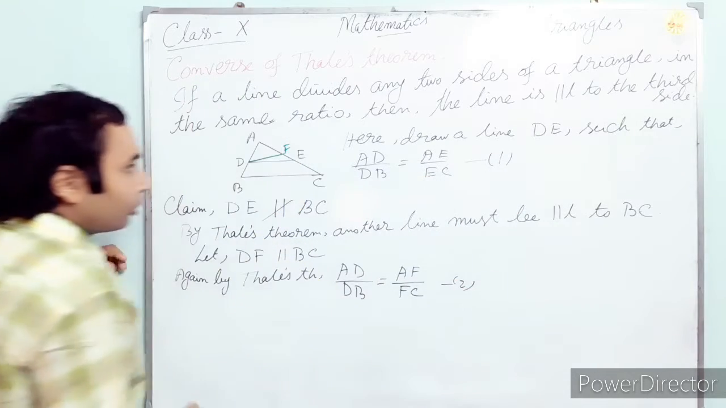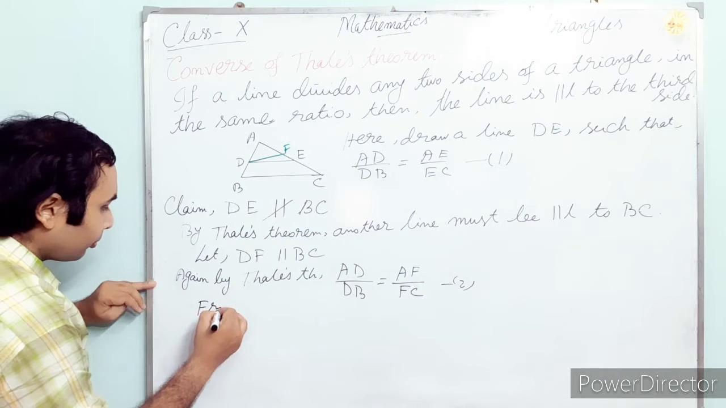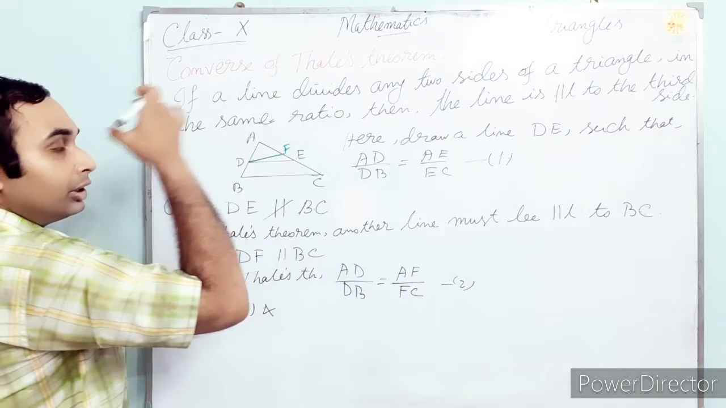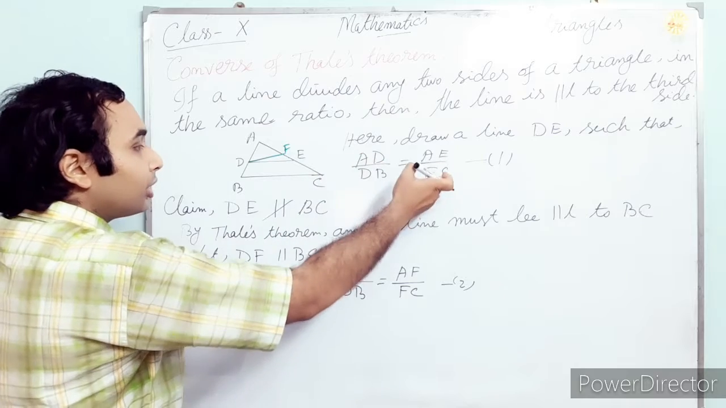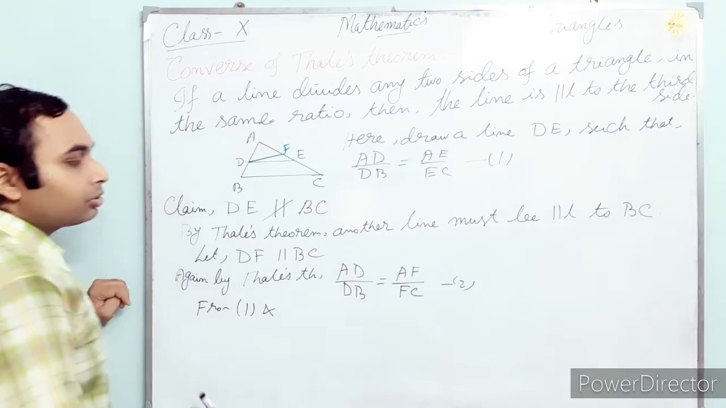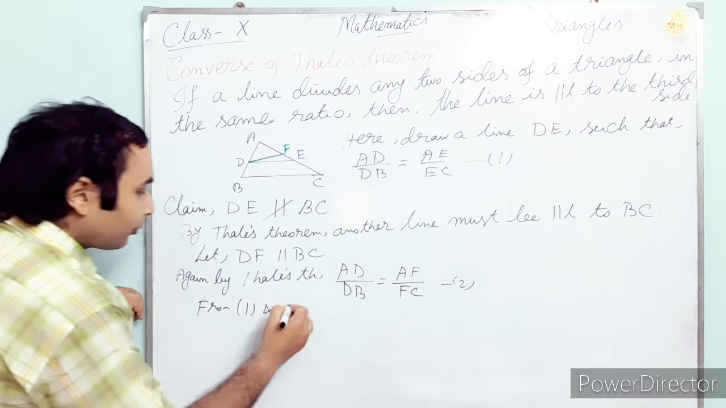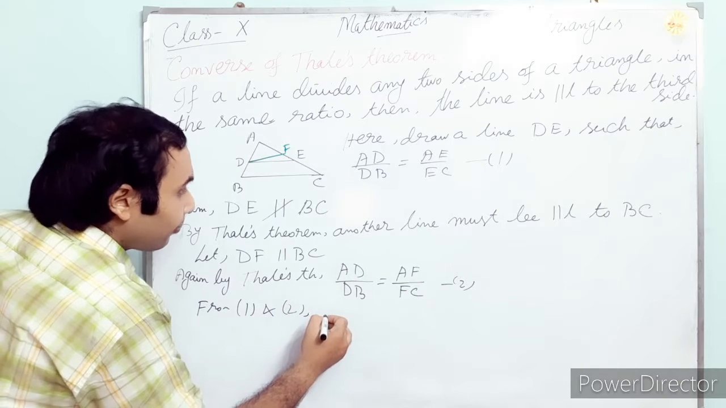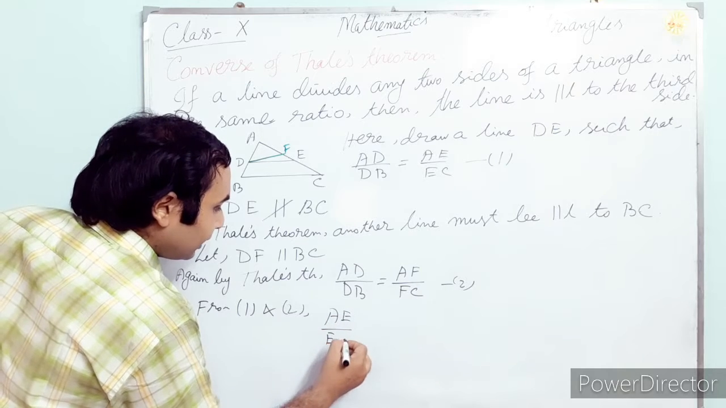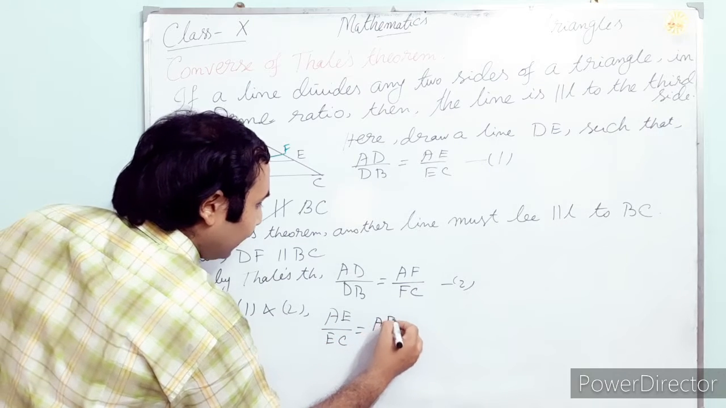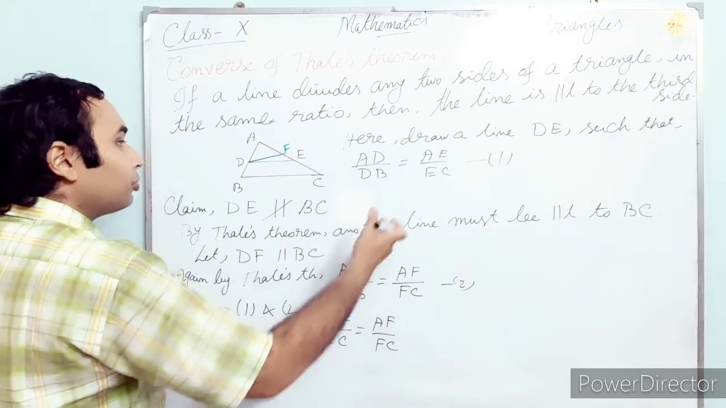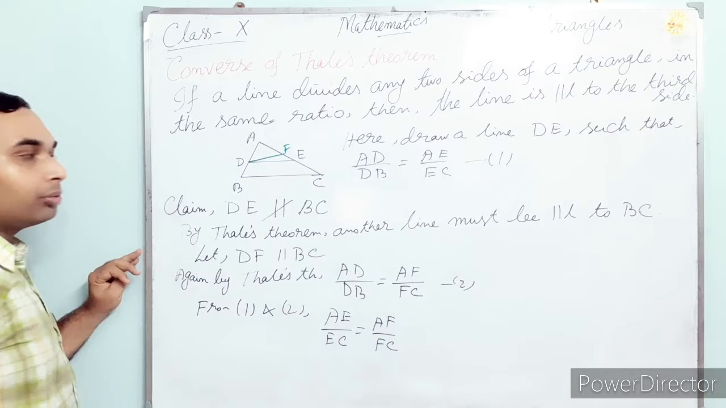Number 2. From 1 and 2, previously it is given that AD by DB is equals to AE by EC, and here we are getting AD by DB is equals to AF by FC. So we can say AE by EC is equals to AF by FC. The left hand sides are equal, so obviously the right hand sides will be equal.